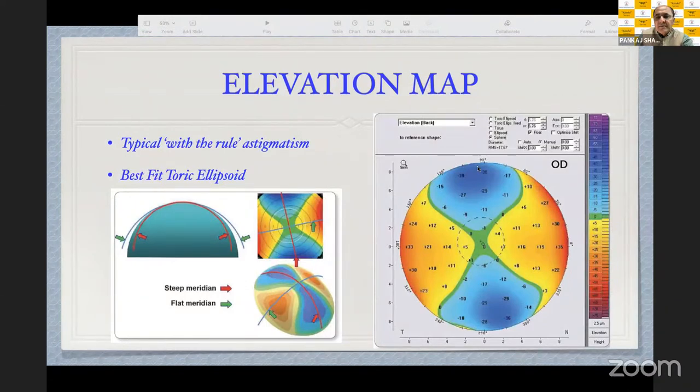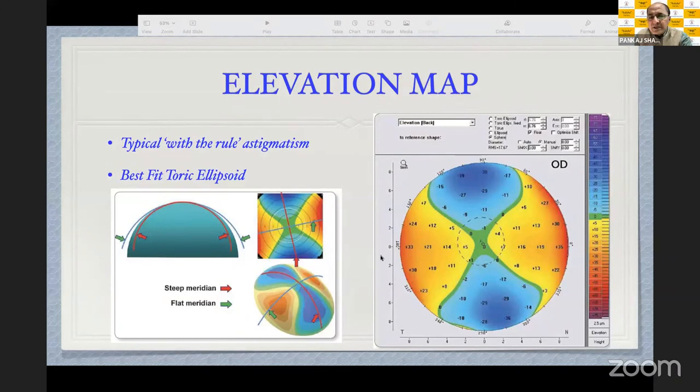Can you understand? Now you can see that this is the steep axis, okay? In the center it is above the best fit sphere. As it goes to the periphery, it goes behind the best fit sphere because it is steeper from here. This is the flatter axis. As it goes to the periphery, it comes in front of the best fit sphere. This is a typical picture of an astigmatic cornea, regular astigmatism.